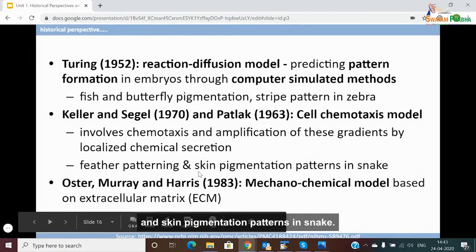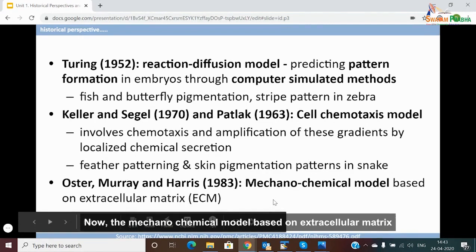Now, the mechanochemical model based on extracellular matrix was also given by Oster, Murray and Harris in 1980.